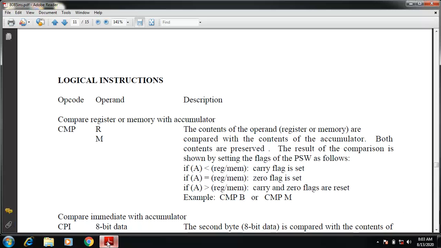Before this, data transfer instructions, arithmetic instructions, and branching instructions were completed. Now this is the fourth category of the 8085 instruction set, called logical instructions. So what are logical instructions? These logical instructions include logical operations such as AND, OR, XOR, compare, rotate, and complement. These are the logical operations we perform using these instructions.